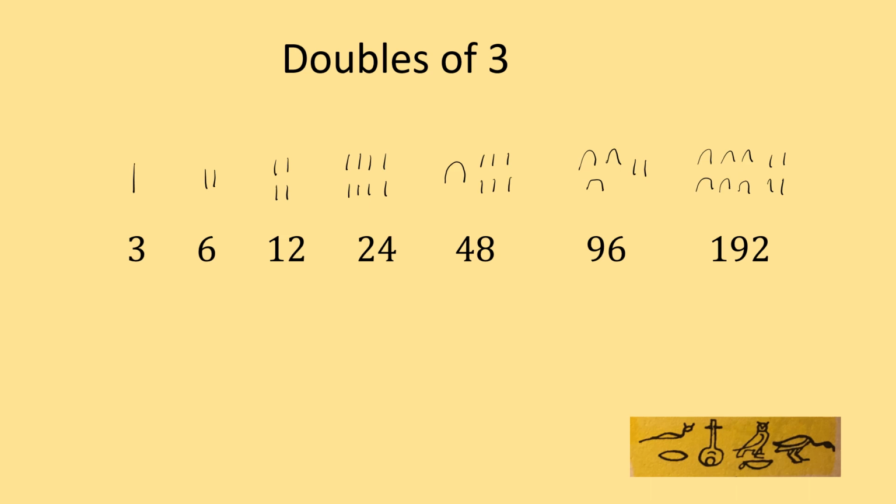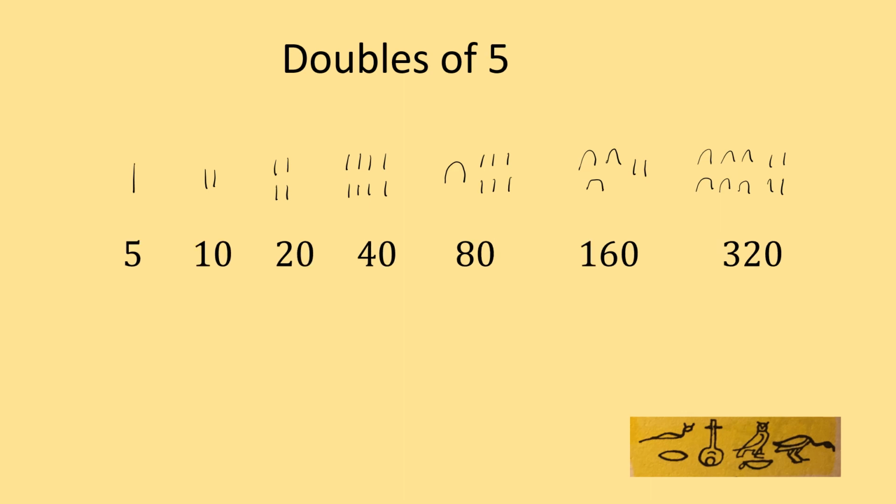Here are the doubles of 3 in Hindu-Arabic, shown with the factors in the Medu Neter. So we have 1 three is 3, 2 threes is 6, 4 threes is 12, 8 threes is 24, 16 threes is 48, 32 threes is 96, and 64 threes is 192.